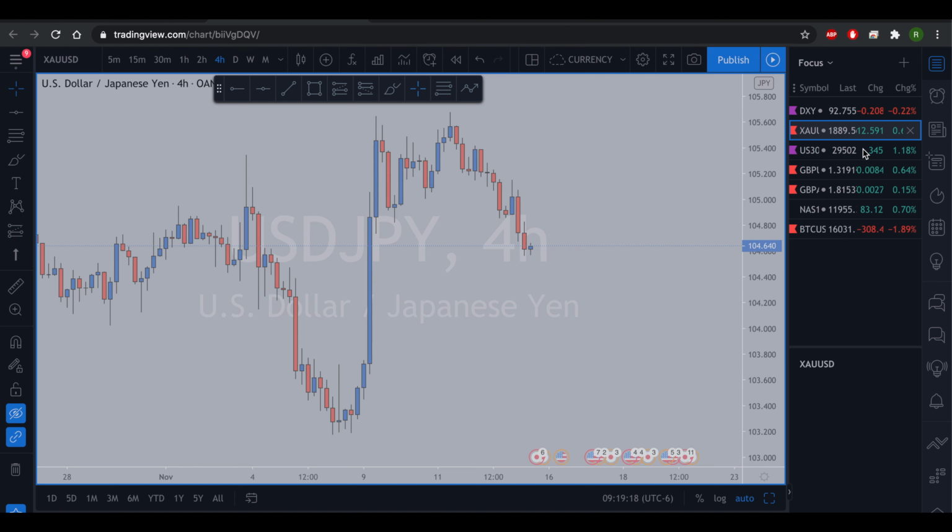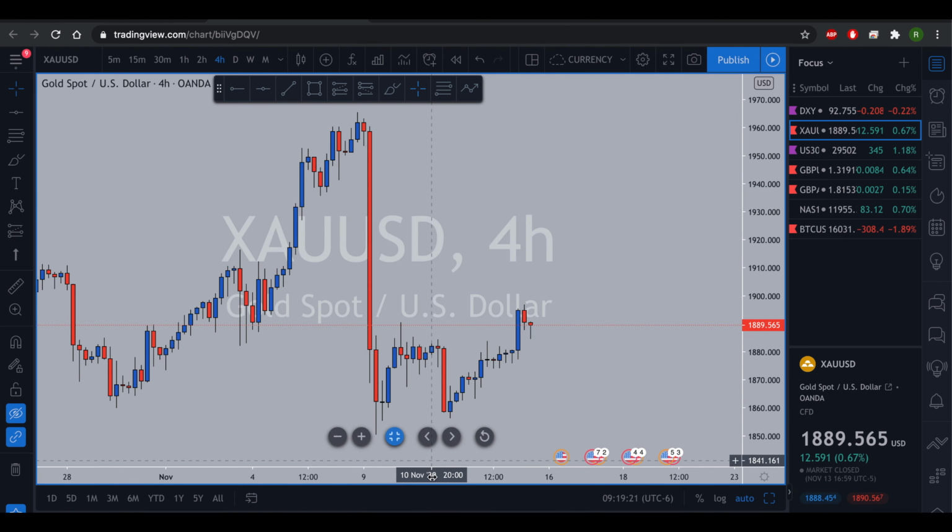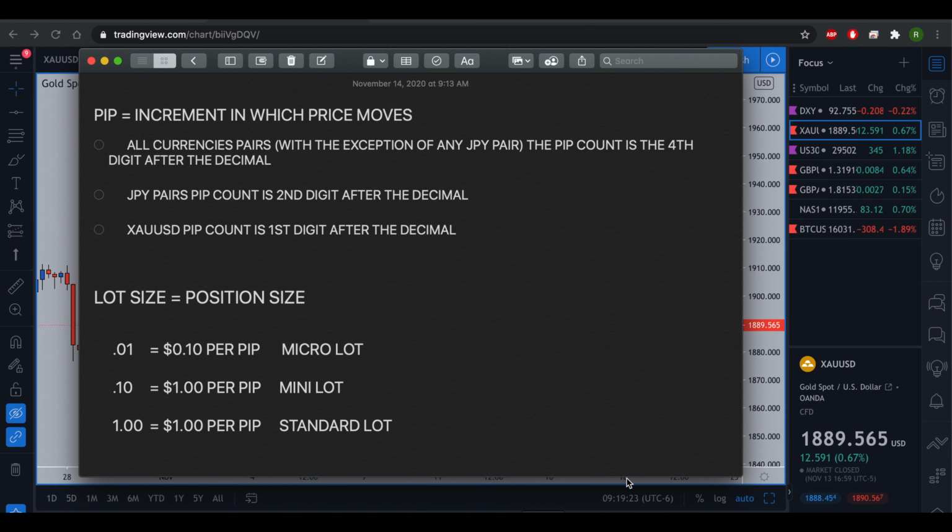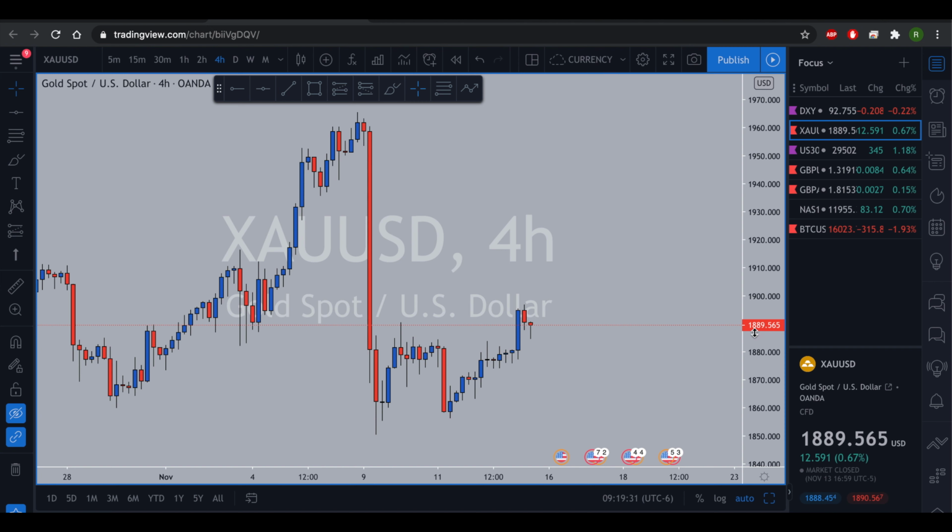And let's go to gold. Gold is going to be the first digit after the decimal. So the gold pip count is the first digit after the decimal. Basically, 1889, this current price, 1889.50, 56 or 56 cents.